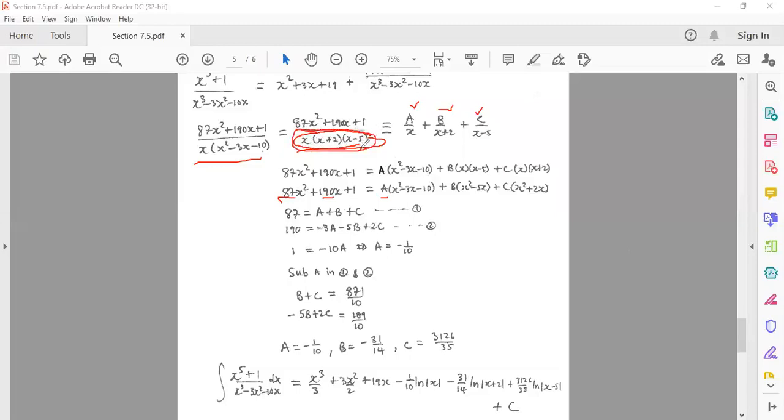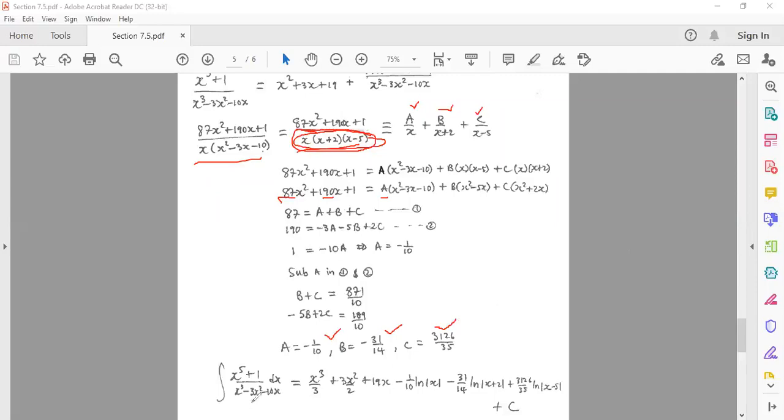So if you say let x be 0, that is going to give you one of the constants. If you let x be minus 2, that will help you solve for the second constant. If you let x be 5, that will help you solve for the next constant. All right. So you can do that method, or you can expand and compare the coefficients. Use the method that works for you, but make sure that you have the correct values.